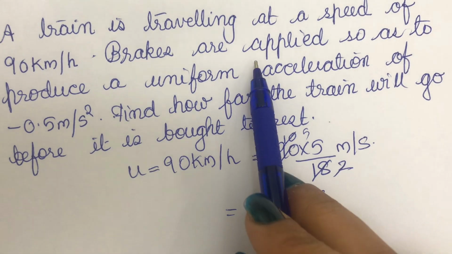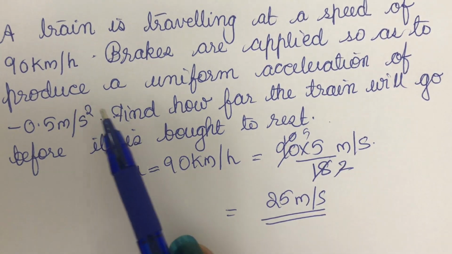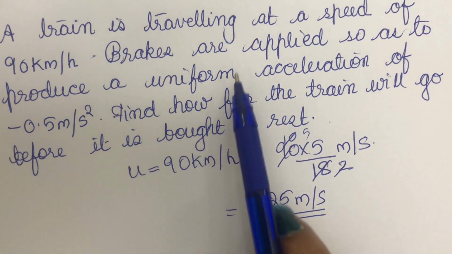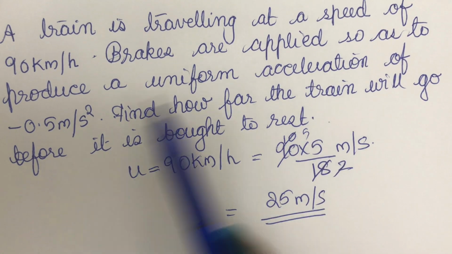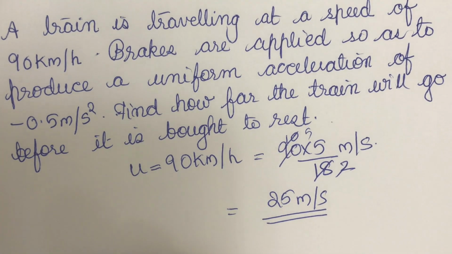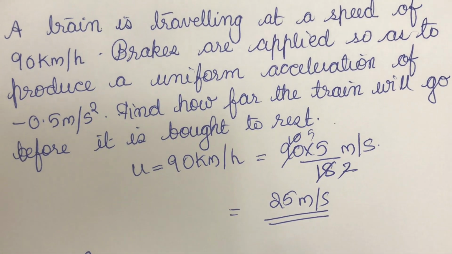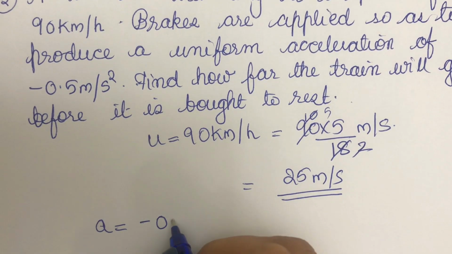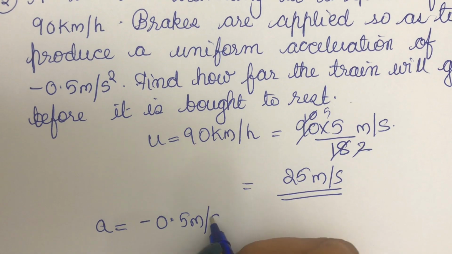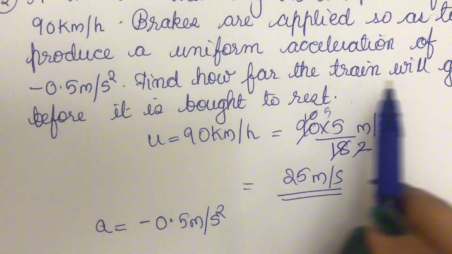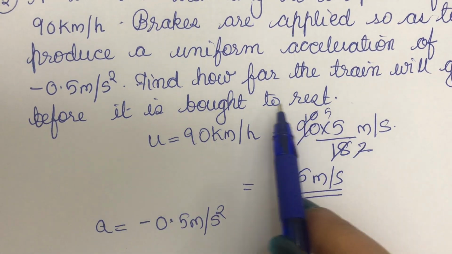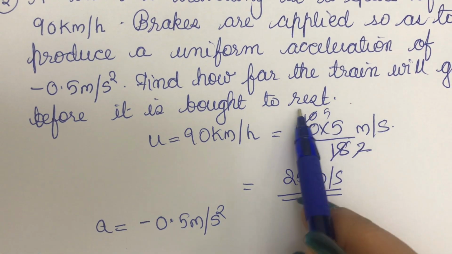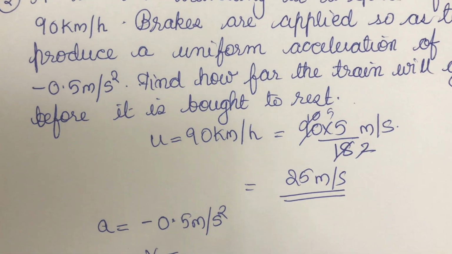So brakes are applied. Okay, brakes, so our velocity is decreasing. So what is the acceleration? The velocity is decreasing, so we have minus acceleration per second square. Find how far the train will go before it is brought to rest. So it is coming to rest. So our final velocity will be what?